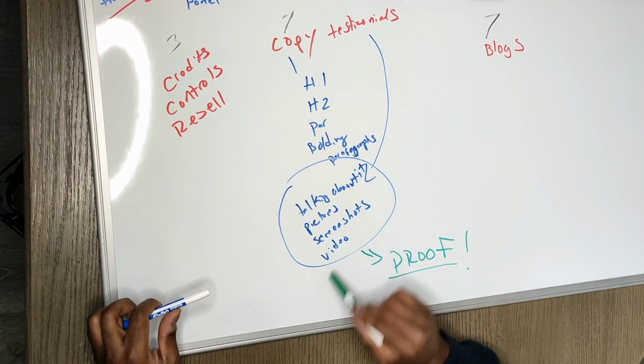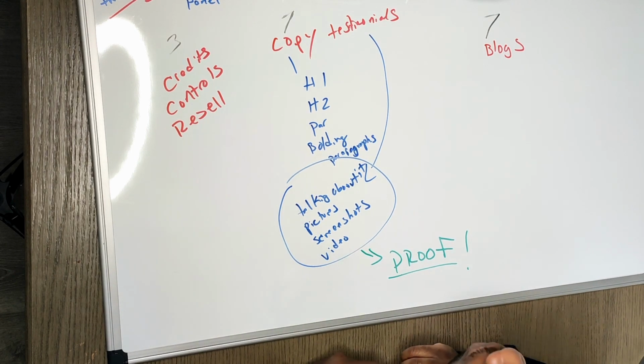All right, without proof, you're not selling anything at all, which is why it's very, very important that you have a website that has all of these things built in already, right? Which is what I've done for you guys. I built all these things in. So the website that I have for you guys has the H1, has the H2, it has the paragraph talking about the story of the pain people are going through, right? It has the pictures, it has the screenshots, it has the video, and it has the proof.